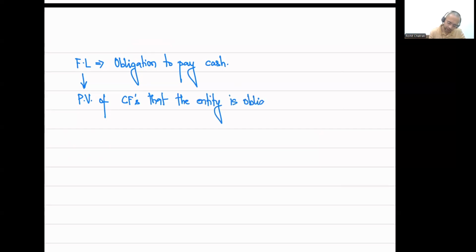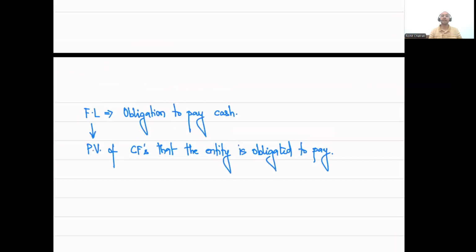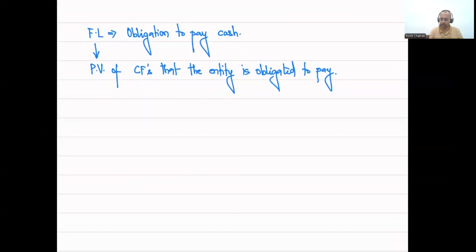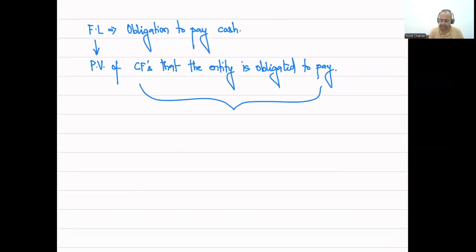Now, what is the cash flow that the entity is obligated to pay? The entity is obligated to pay only the principal amount in this case. The entity is obligated to pay only the principal of rupees 10 lakhs after a period of 10 years. I'm assuming that the amount is 10 lakhs; the question did not give me the amount, but I am only obligated to pay principal of 10 lakhs after a period of 10 years.